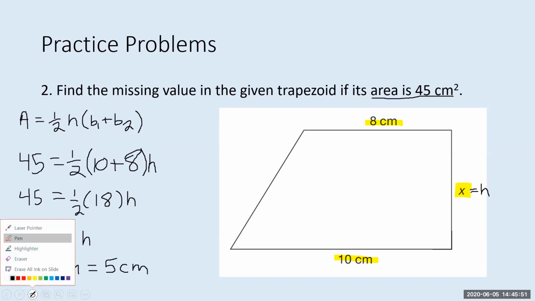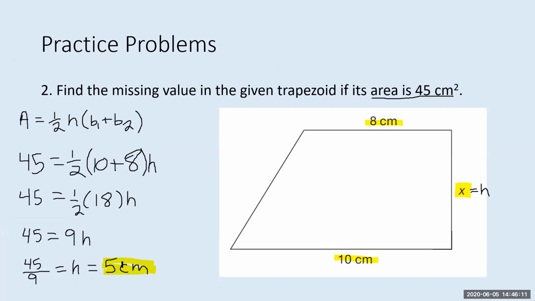Not 5 centimeters squared, right? It's just a measurement of length here, that side. We're not talking about the space inside of the shape, just the length on one side. So it's 5 centimeters. And that is our final answer.